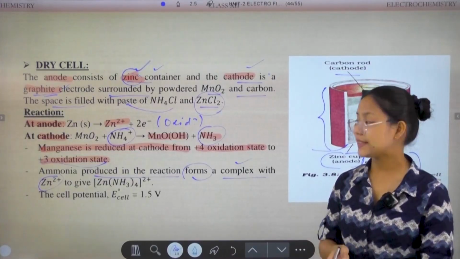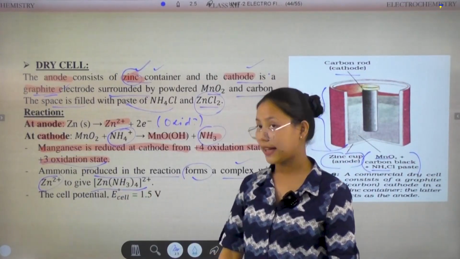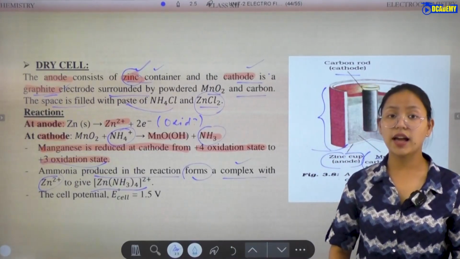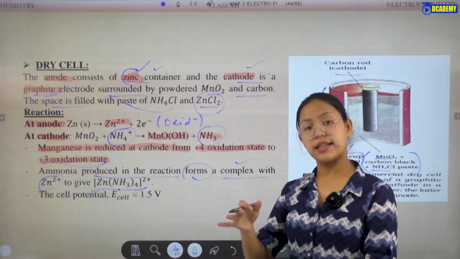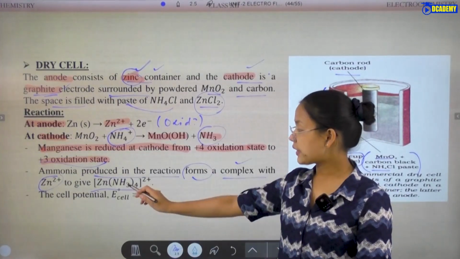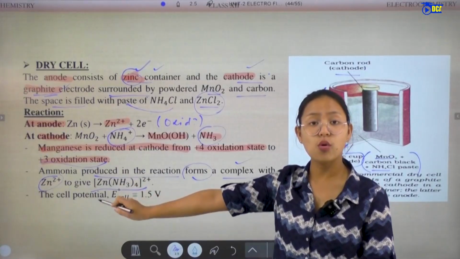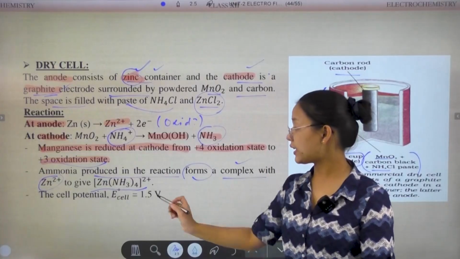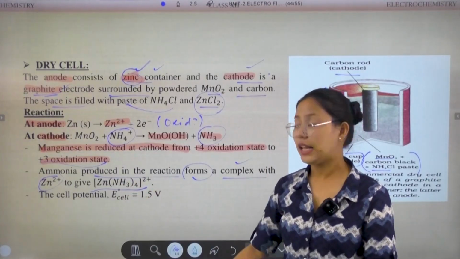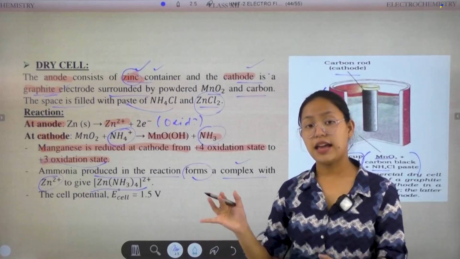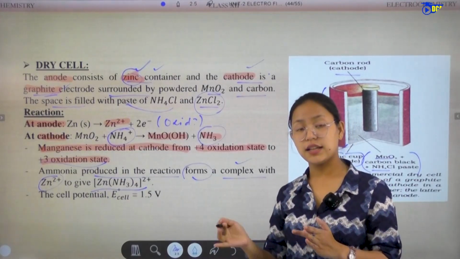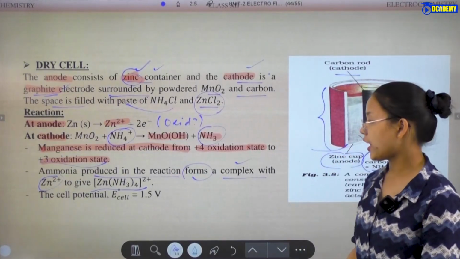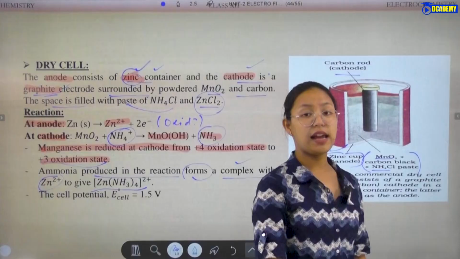What is the type of the complex here? It is the tetraamminezinc complex, or zincate complex, that is formed. Tetra, because there are 4 ammonia ligands present. Ligands 4, ammine, tetra: tetraamminezinc 2 plus.